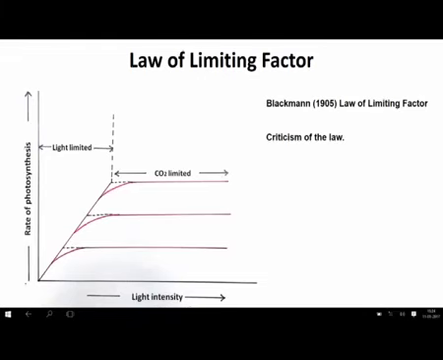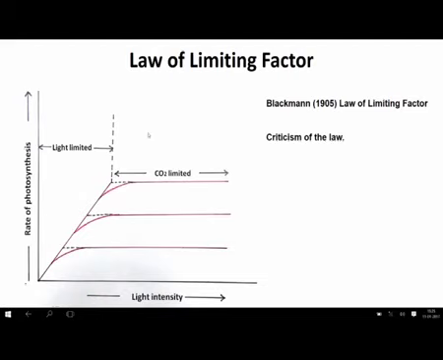Let us see in the PowerPoint slide how multiple factors are governing the progression of photosynthesis. So, as you can see on the PowerPoint slide, the law of limiting factors is shown. According to Blackman, the law of limiting factors says that if a process is conditioned by a number of separate factors, the rate of the process is going to be decided by the pace of the slowest factor, meaning the impact of the factor which is limiting.